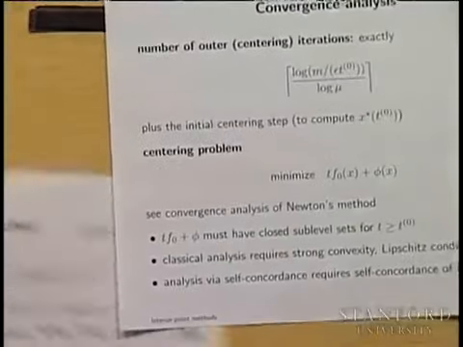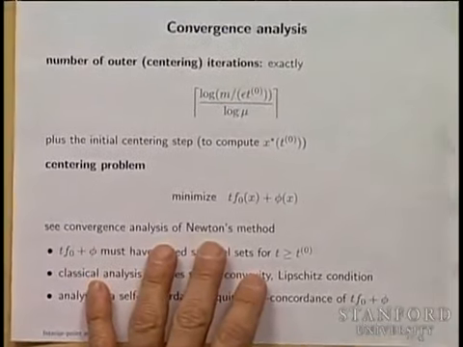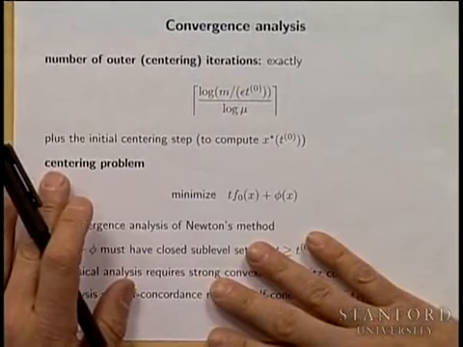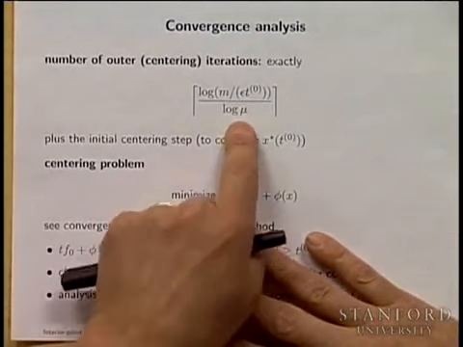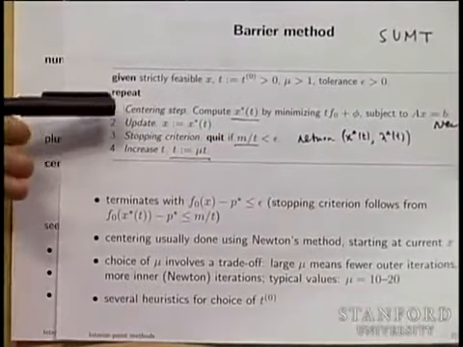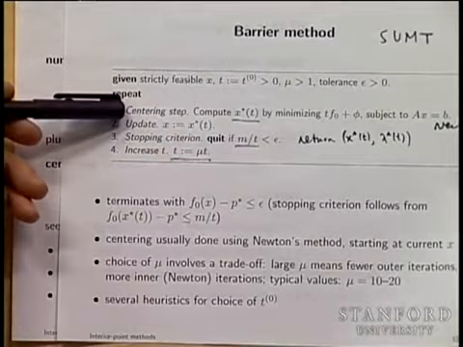Okay. So let's do the convergence analysis. To show that it works is actually kind of silly. I mean, we know that, but we can say a lot of things. Now, the number of outer steps, by the way, these are called centering steps or outer iterations or, I don't know, whatever it is, right?